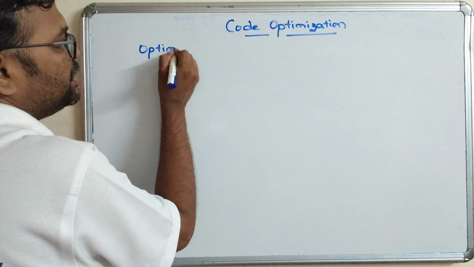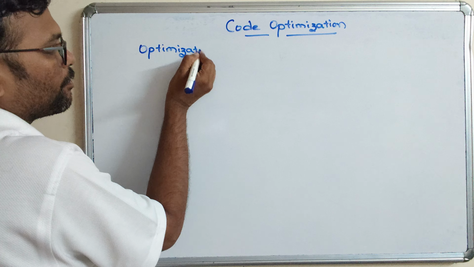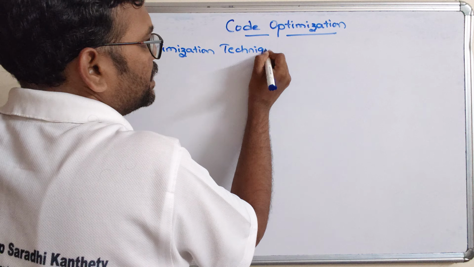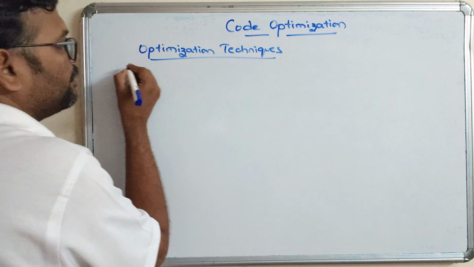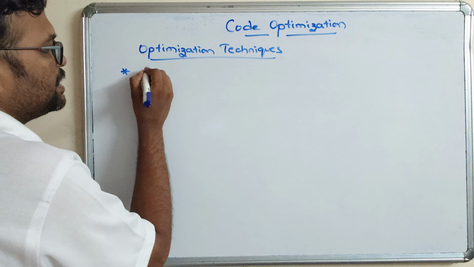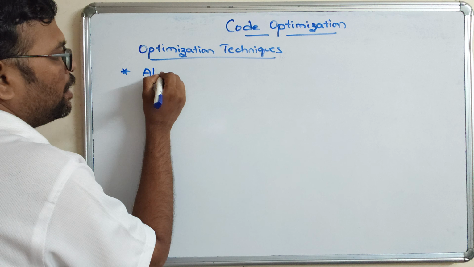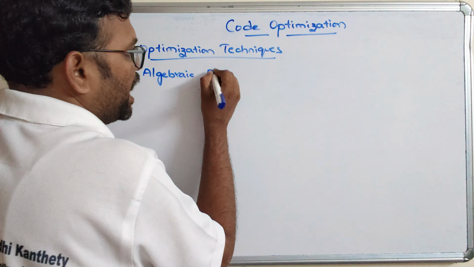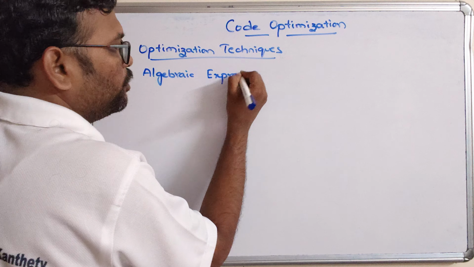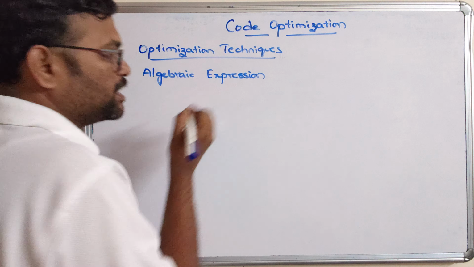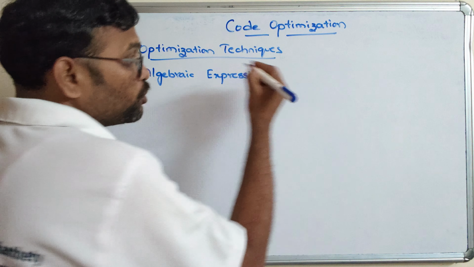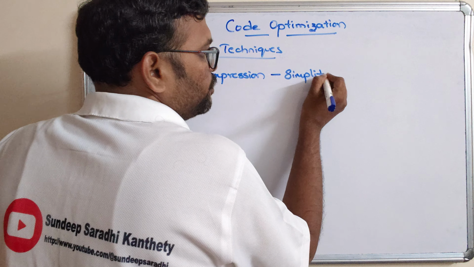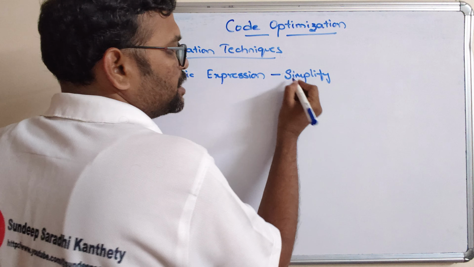So we'll see the optimization techniques which we need to take care of to generate optimized code. The most important thing is the optimization techniques. The first technique is algebraic expressions. We need to take care of all these algebraic expressions, and we need to simplify them.